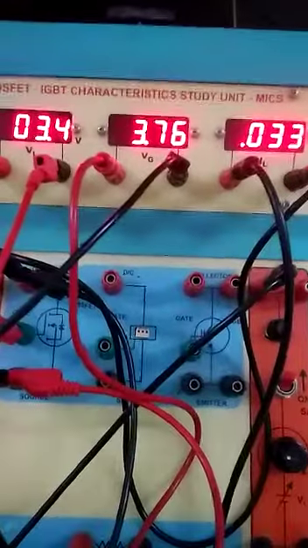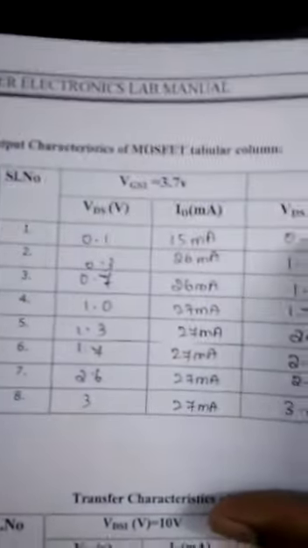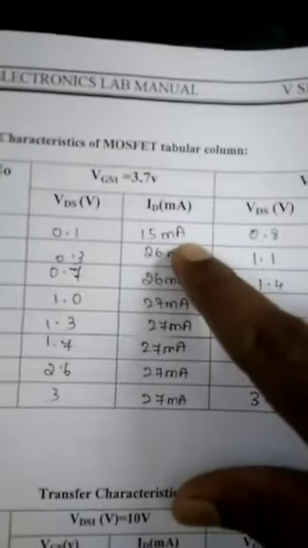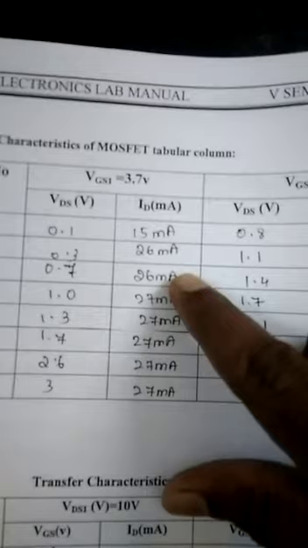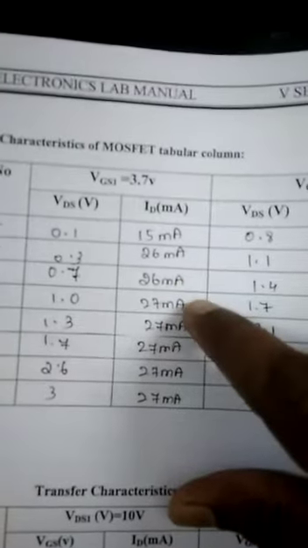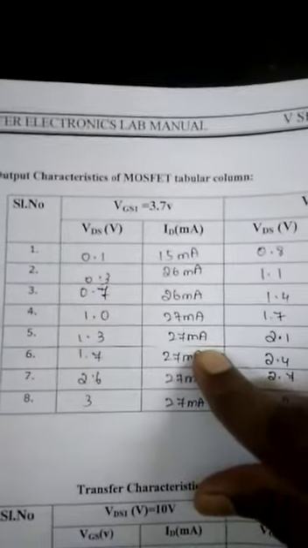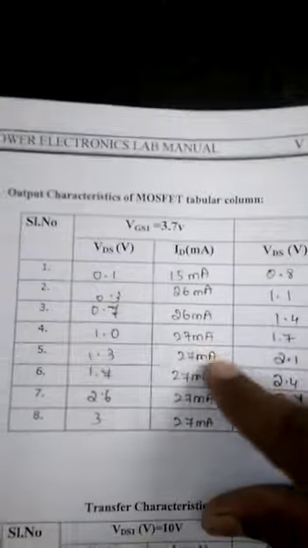This is the output characteristic of the MOSFET. You can see it in the table: 15 milliamps, 26, 26, 27, 27, 27, 27 milliamps. After three readings it becomes constant by varying RPS2. This is the output characteristic of the MOSFET.